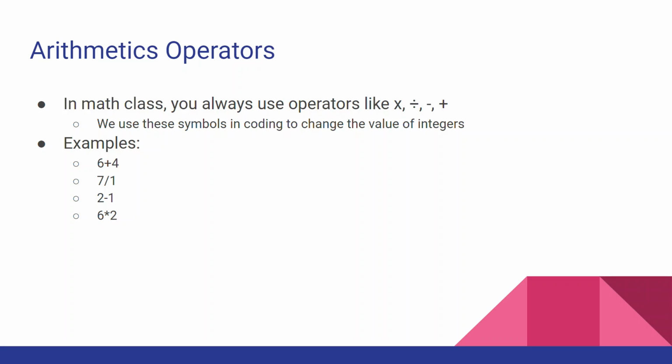However, a key thing to note is that the syntax for all of these symbols is a bit different in programming. For addition, it's still the standard plus sign. However, if you want to divide two numbers, you have to use a slash rather than the division sign. For subtraction, we still have our standard minus sign. And for multiplication, rather than having an X, we use an asterisk. So 6 times 2, you'd get 12.